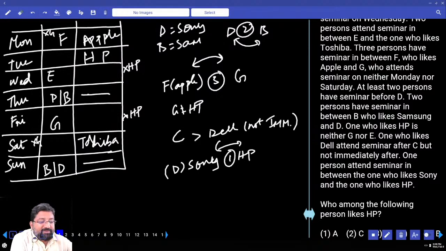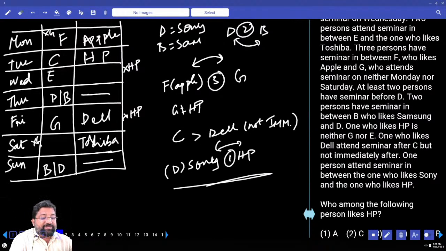Is that all? Who else? Talk about C. After C, who should be there? Dell should be there, but not immediate. If I put C here, this cannot be Dell because that place is already occupied by D and B, and it can be Sony or Samsung. So this is C. Not immediate, that place cannot be Dell, so this has to be Dell. And then he says between D, Sony and HP there should be one. Already this is HP, right? Tell me. So, sure, this is Sony.